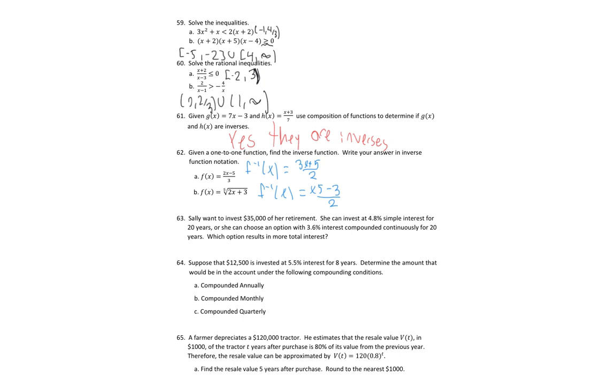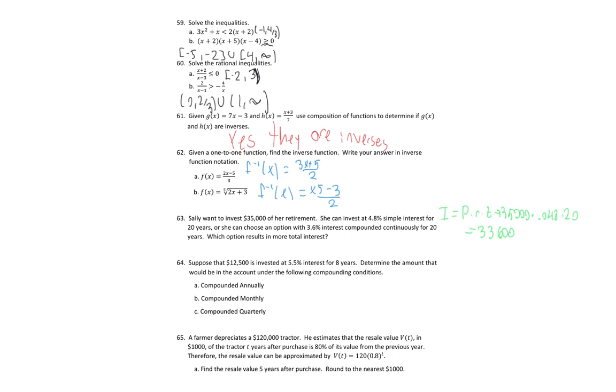So let's find the interest from the first option. Well, interest for simple interest is just P times R times T. So that's going to be 35,000 times R, which is 0.048, times T, which is 20 years. And we get 33,600.